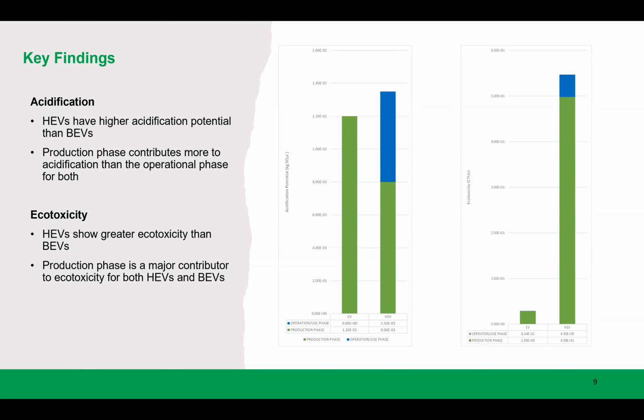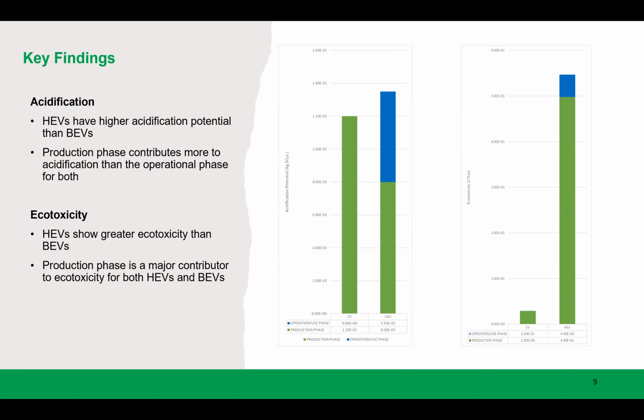Thank you, Parag. So here are the individual impact categories for the production and operation phases for BEVs and HEVs. For acidification and ecotoxicity, we can see overall HEV has more impact than the BEVs. If we look at production and operation, in the production phase, EV causes more acidification and ecotoxicity potential compared to HEV, whereas HEV causes more in operation phases.